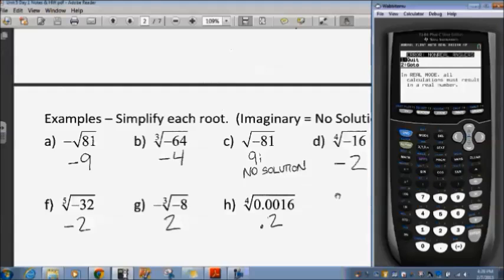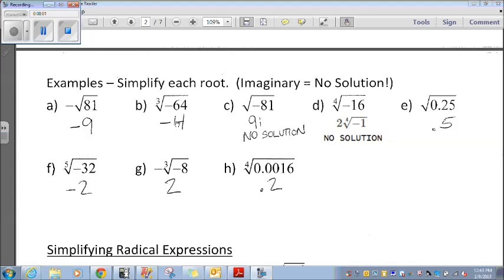Okay? Let's move on. Okay, class, let's look at question D. Fourth root of negative 16. If we were to break this down, you could break it down as the fourth root of 16 times the fourth root of negative 1. The fourth root of 16 is 2. The fourth root of negative 1 is imaginary. Since we get an imaginary number here, we get no solution.